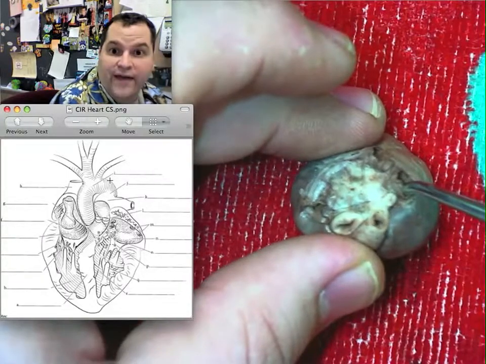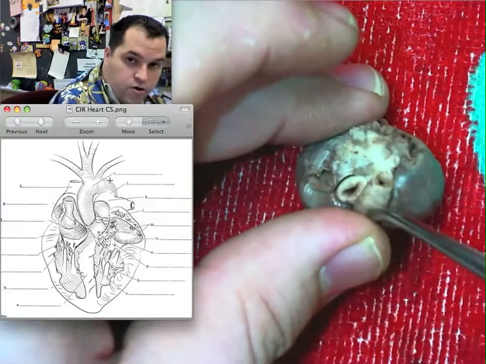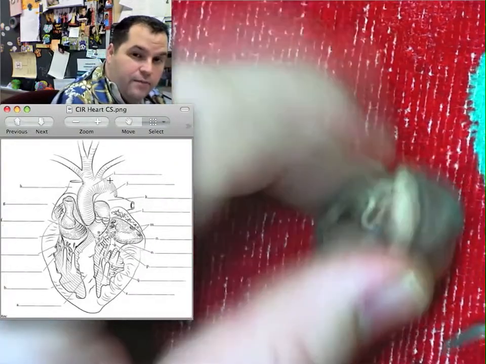Excuse me, pulmonary vein. The pulmonary vein is in the back. This is the pulmonary artery. That's the pulmonary vein. The artery goes away from the heart to the lungs. The pulmonary vein comes back to the heart from the lungs.